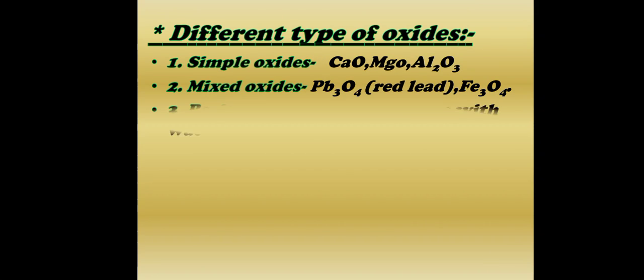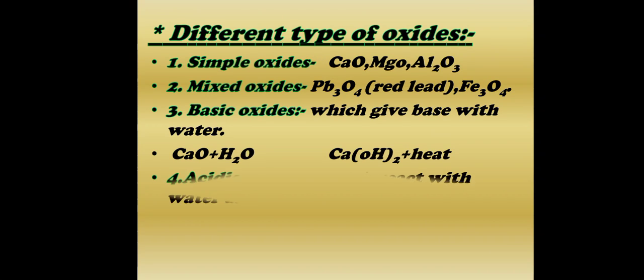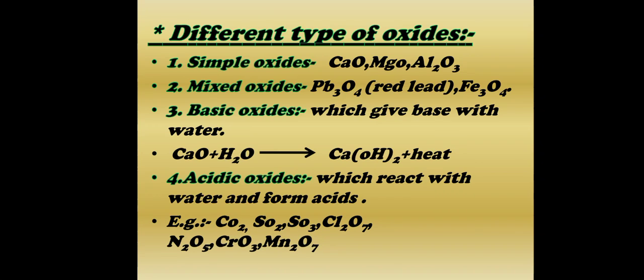Let's talk about different types of oxides. There may be different types of oxides: simple oxides, as you have seen, calcium oxide, magnesium oxide, or mixed oxides, red lead Pb3O4, which is also called Sindoor, and Fe3O4. They are mixed oxides. On dissociation they form two different types of oxides.